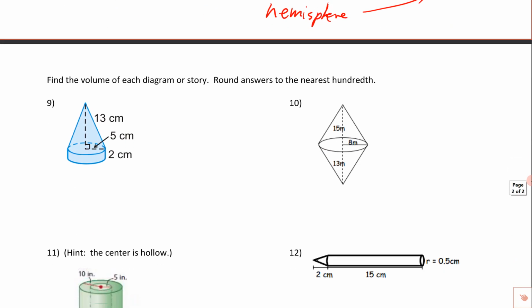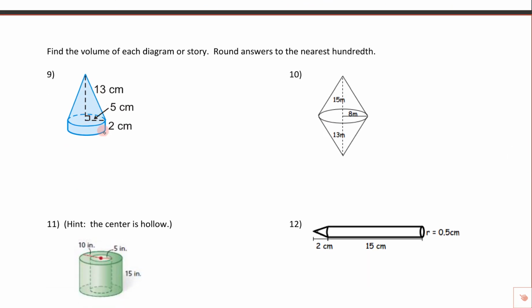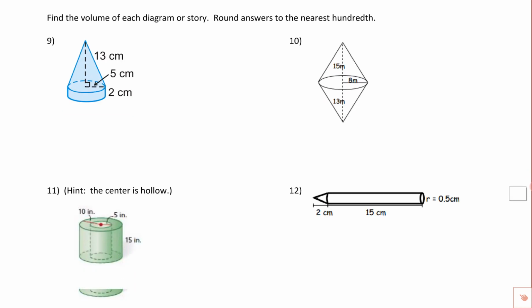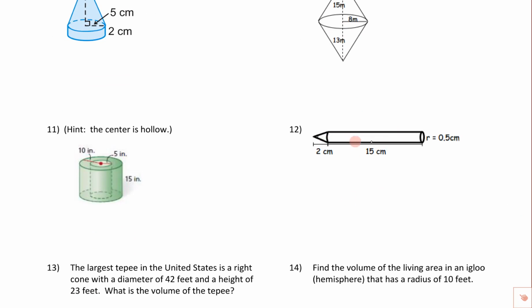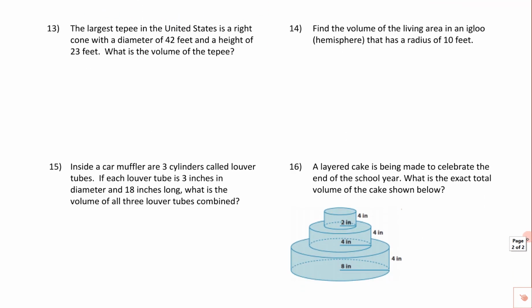Now I'm going to flip the page over. You'll notice that we've got a cone sitting up on top of a cylinder. We've got a cone and another cone below, but they do have different dimensions here. Think about what shapes you could use to put a pencil together, what composite shapes. So we've got cones, spheres, and cylinders. Hoping you can figure out what two those are. There's a hint on number 11. It says the cylinder is hollow. So basically we're going to take the big one and then we're going to subtract whatever the volume would be for the small one.